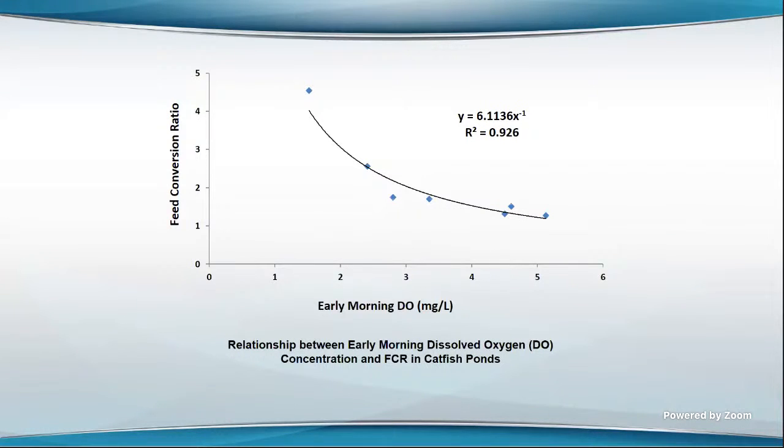As the early morning dissolved oxygen concentration increased, you see, we got a better feed conversion pattern. See, those ponds that had early morning dissolved oxygen concentrations of about 3 milligrams per liter and greater had the best feed conversion.